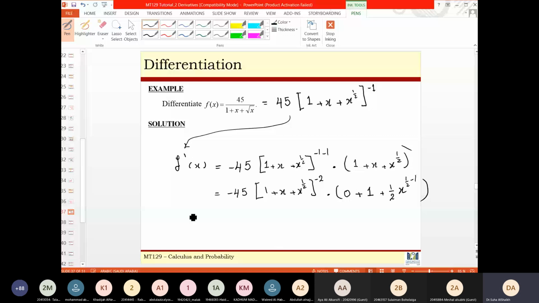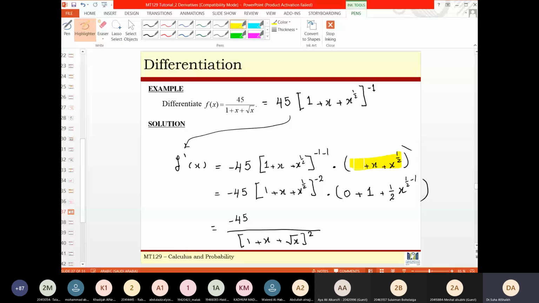Rearrange the things a little bit. Now the power minus 2, bring it down. So I can say this is minus 45, and down I have 1 plus x, and again I'm going to write it as root x to the power 2, minus 1. This is root. I'm finding the derivative of this amount.